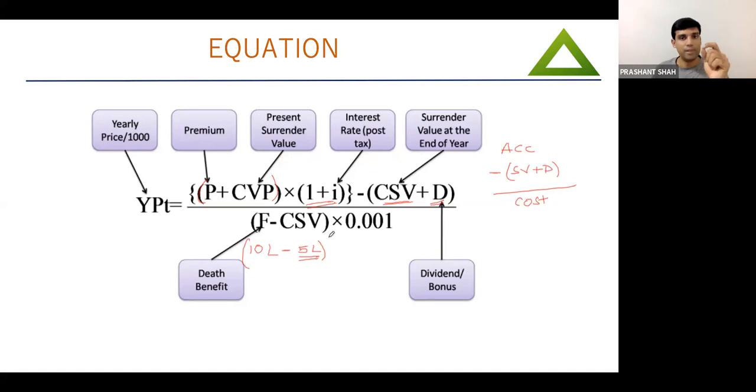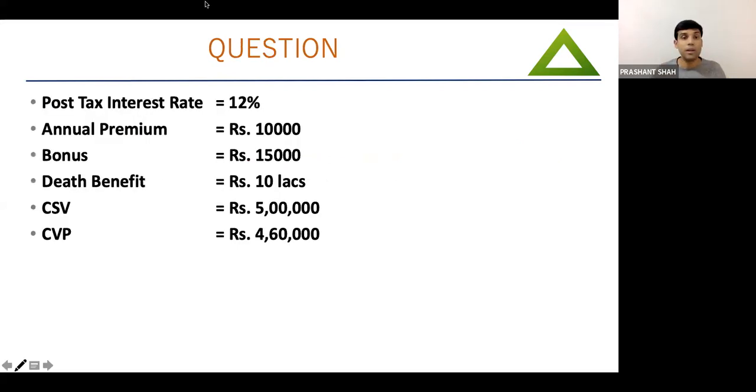So that is in the denominator, and multiply that with 0.001, or else you can also multiply directly with 1,000. This equation is going to give you the cost of insurance per 1,000. You can evaluate this for the existing policy and compare with the quote that has been given in the question. Lower is better, of course.